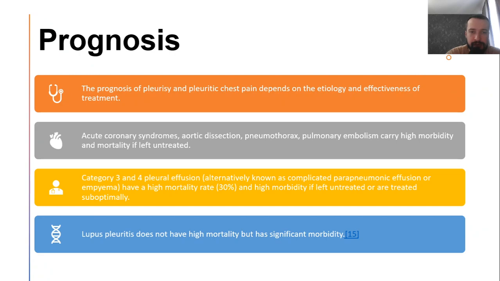Acute coronary syndrome, aortic dissection, pneumothorax, and pulmonary embolism carry high morbidity and mortality if left untreated. Category 3 and 4 pleural effusion, alternatively known as complicated parapneumonic effusion or MPM, have a high mortality rate and high morbidity if left untreated or are treated suboptimally. Lupus pleuritis does not have high mortality but has significant morbidity.